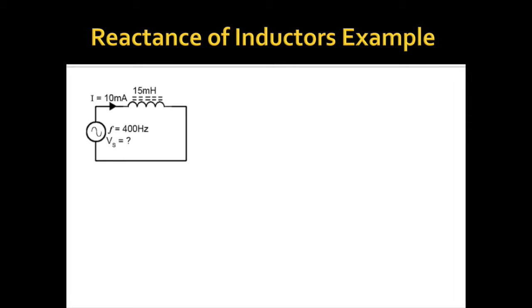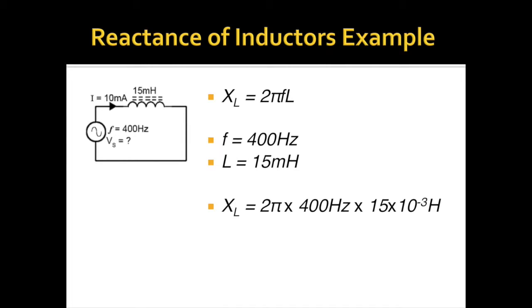Now imagine having this circuit. This example is a little different because the unknown that you need to calculate is Vs. But first of all, we will need to calculate the value for resistance, or XL. The formula for this is XL is equal to 2 pi FL. Now we know that the frequency is 400 Hz and the inductance is 15 millihenries. And subbing these two values into the formula, we get this, which is equal to 37.7 ohms.